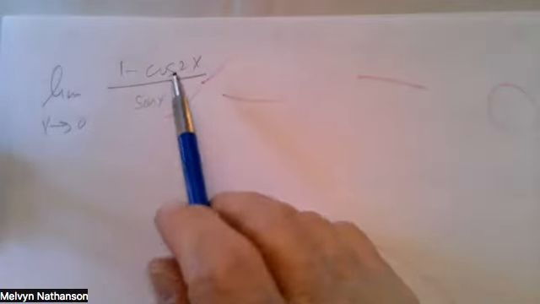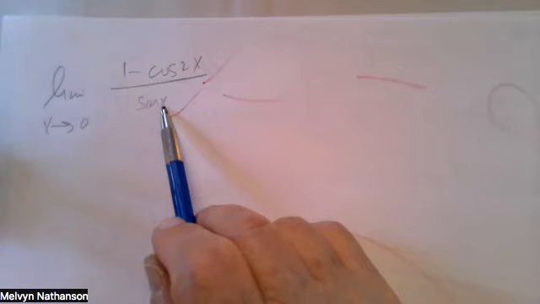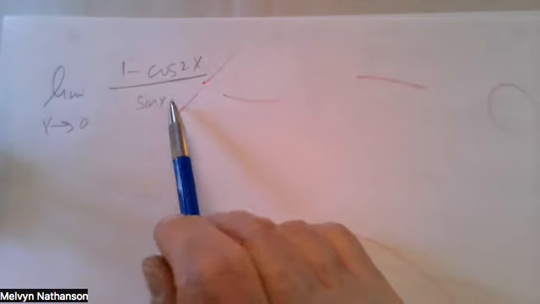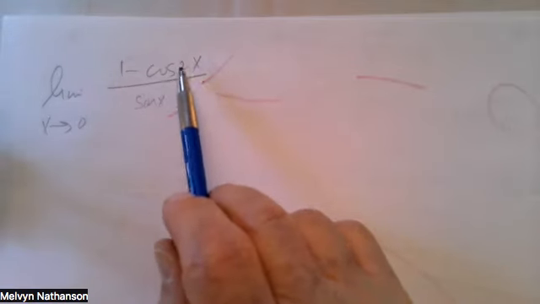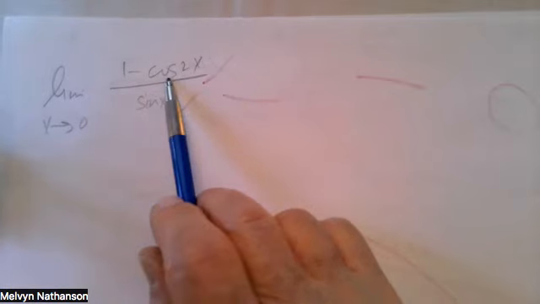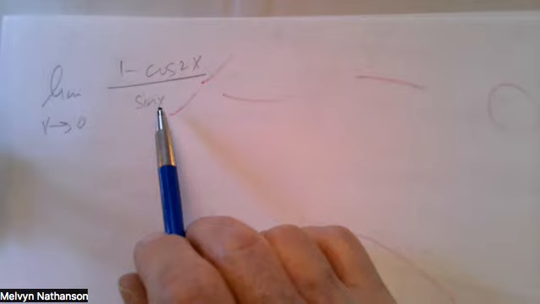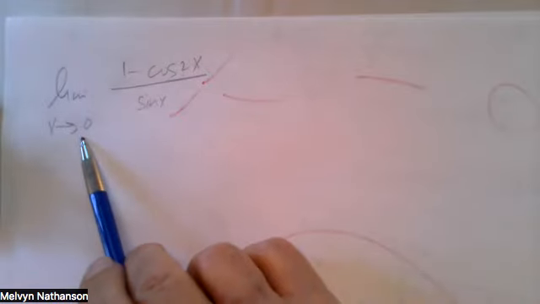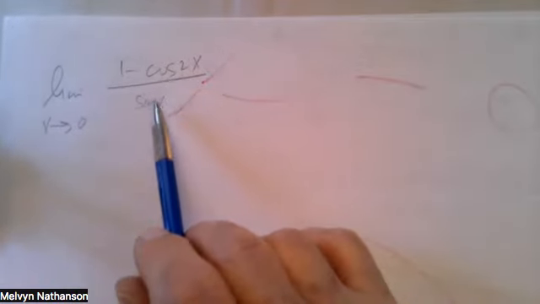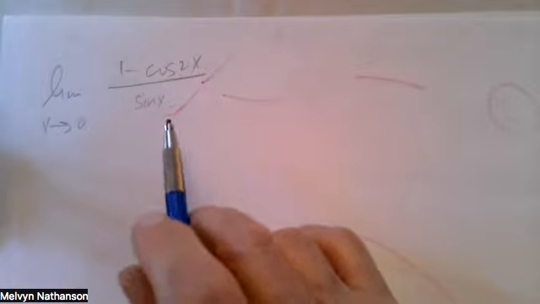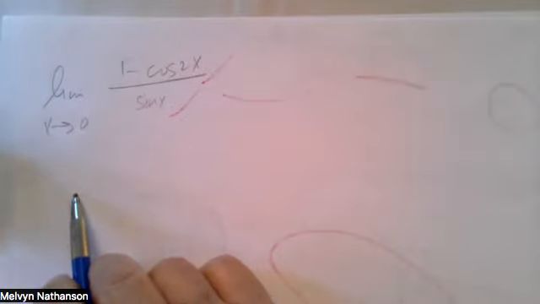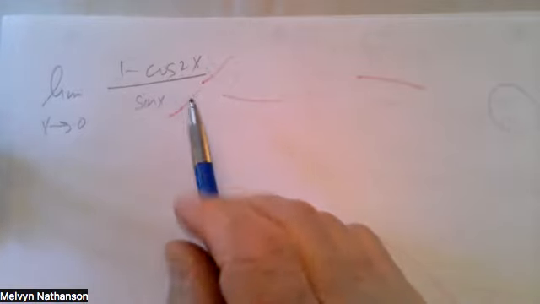And again, if you simply plugged in x equals 0, you would get 0 in the denominator. Sine 0 is 0. When x is 0, 2x is 0. Cosine of 0 is 1. 1 minus 1 is 0. So if you just try to plug x equals 0 into this expression, you would get 0 over 0, which has no meaning. It's meaningless. You can't do anything. You need another way to solve this problem.